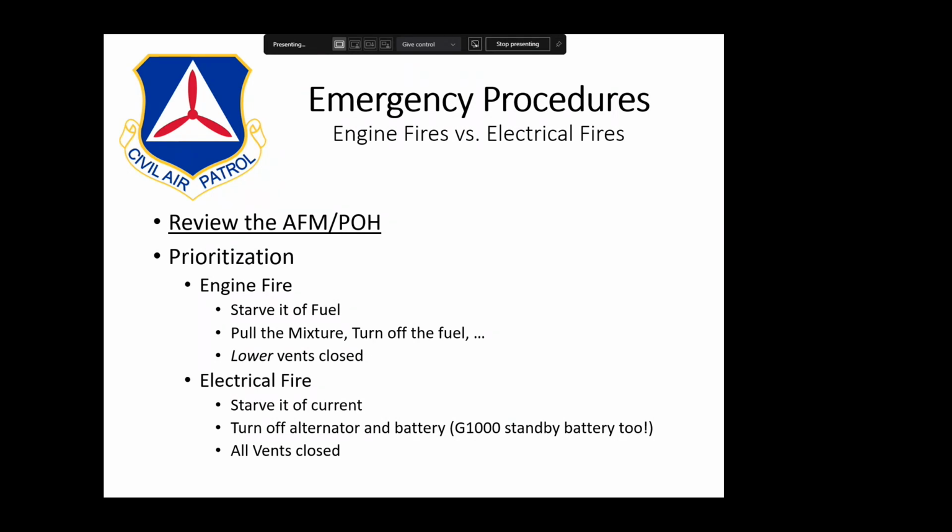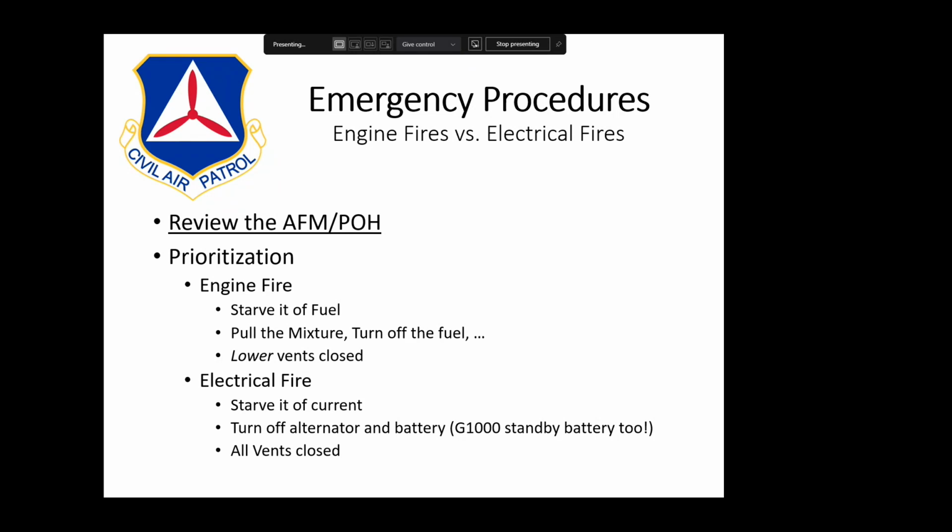And in the case of an electrical fire, the recommendation of the POH for the Cessna aircraft is all vents closed. Because basically they don't want the drafts to flash the fire up. So all vents are closed. So beware that if you now pull your fire extinguisher with the intent to discharge it and put out the fire in the cabin, keep in mind you now have a very toxic environment.